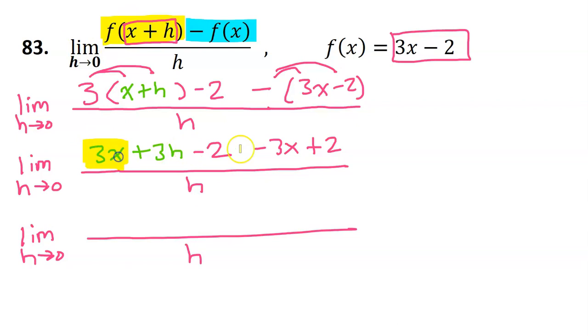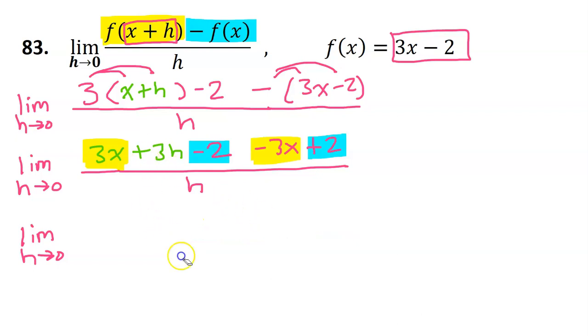We have a positive 3x and a negative 3x right there. Those are going to cancel each other out. Also, we have a negative 2 and a positive 2 right there. These are going to cancel each other out as well. So, in fact, I feel silly for writing this giant fraction bar, because so much of it canceled out.